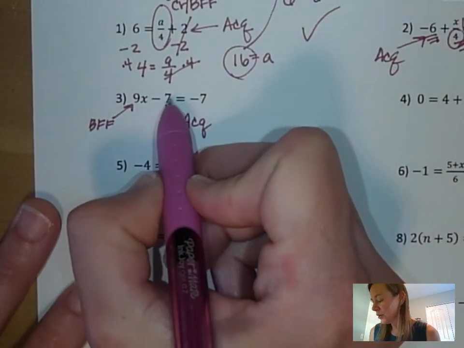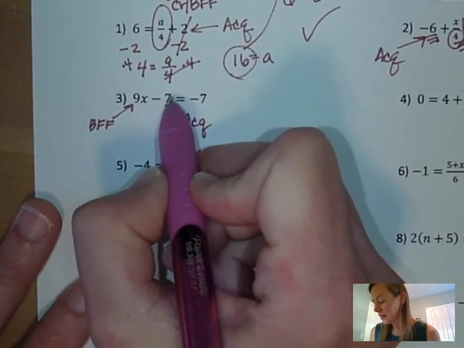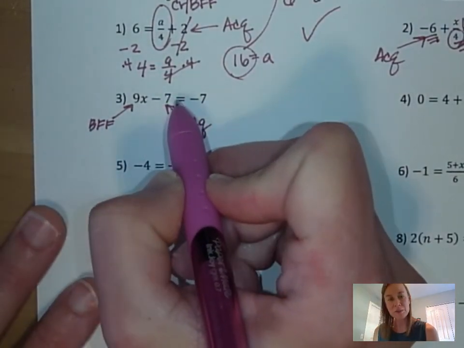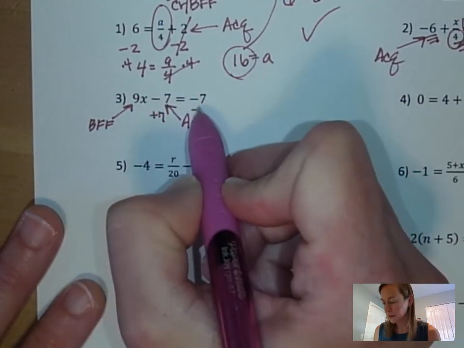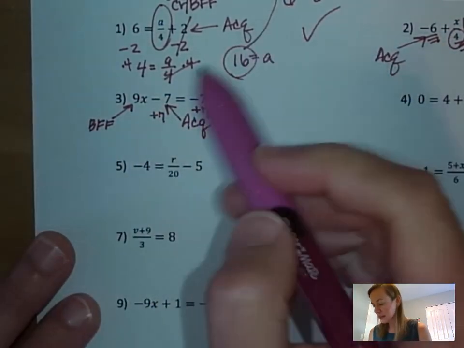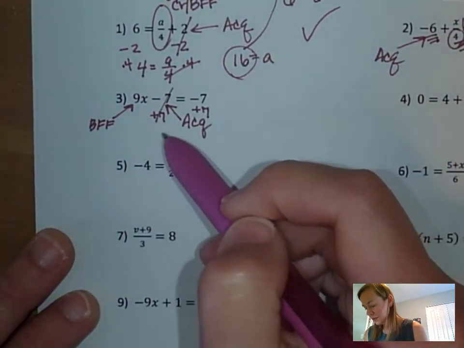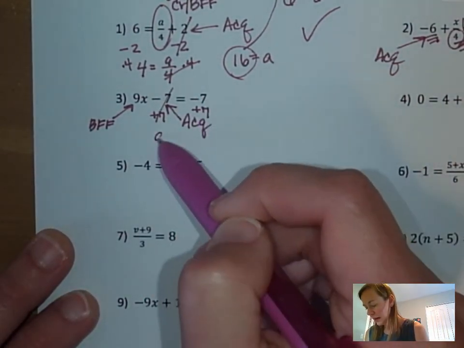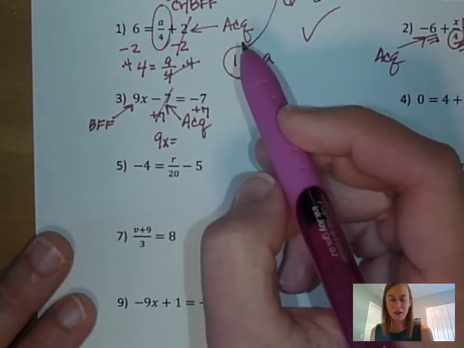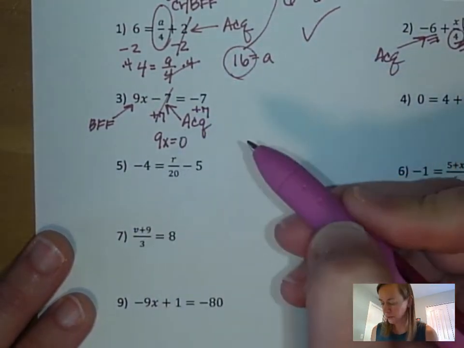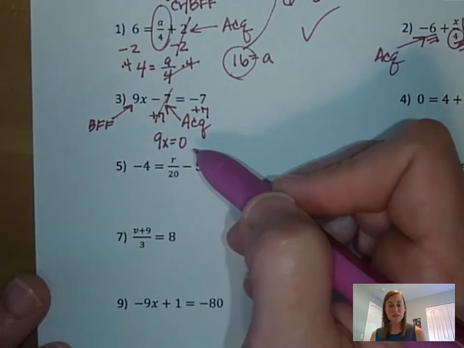Good. So let's go ahead and get rid of the minus 7. Right now it's minus 7. We want to do the opposite of that, so plus 7 on both sides. So that's going to cancel out to 0. And you're left with 9x equals, let's see, negative 7 plus 7. Oh, that's going to equal 0. Okay. So now we have 9x equals 0.